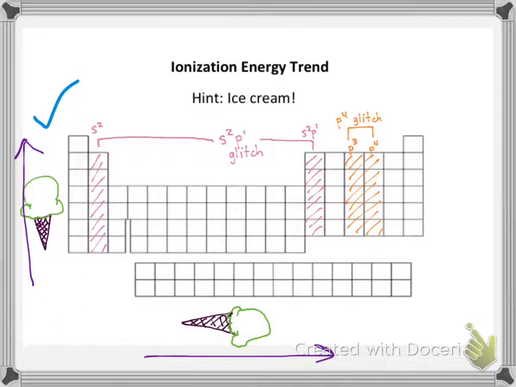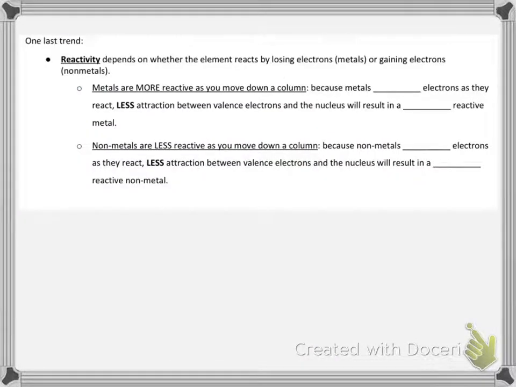And we have one last trend to talk about, reactivity. Now, reactivity is a really generic term because reactivity honestly depends on, are you reacting by losing electrons like a metal or gaining electrons like a nonmetal? Well, since metals are more reactive as it's easier to take away their electrons, metals become more and more reactive as you move down a column on the periodic table. That's because there's less attraction between the valence electrons and the nucleus at that point. Lower ionization energy, more reactive metal.